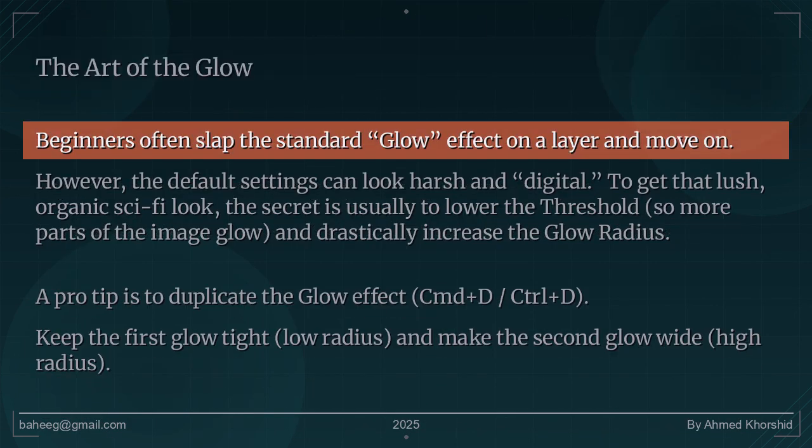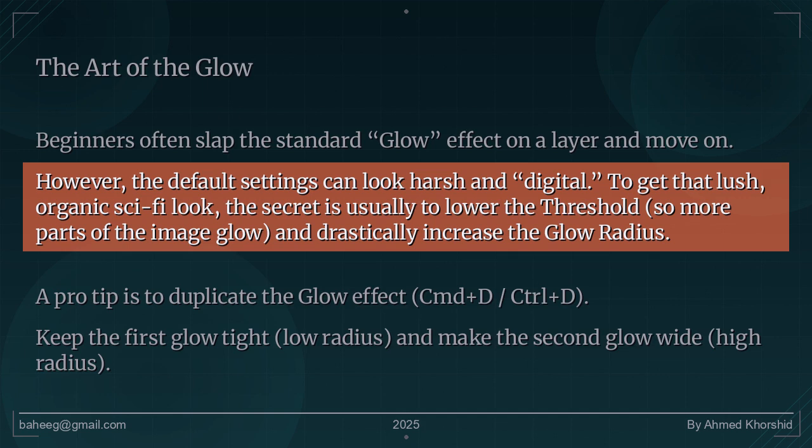Beginners often slap the standard glow effect on a layer and move on. However, the default settings can look harsh and digital. To get that lush, organic sci-fi look, the secret is usually to lower the threshold, so more parts of the image glow, and drastically increase the glow radius.